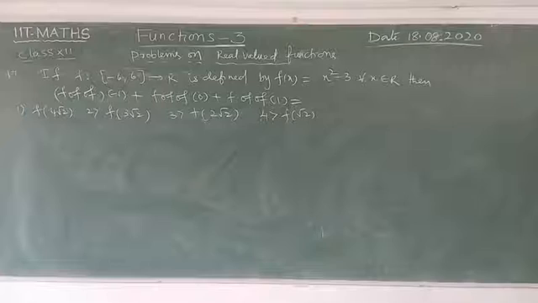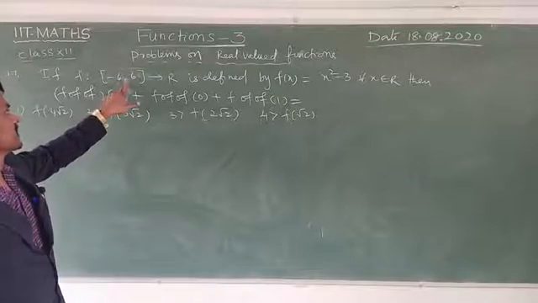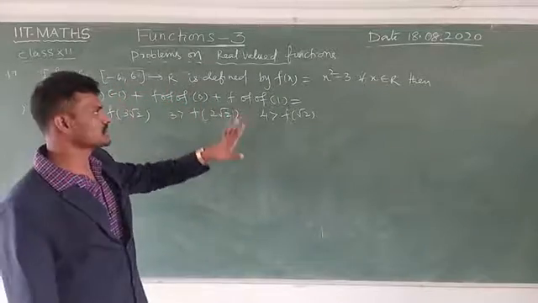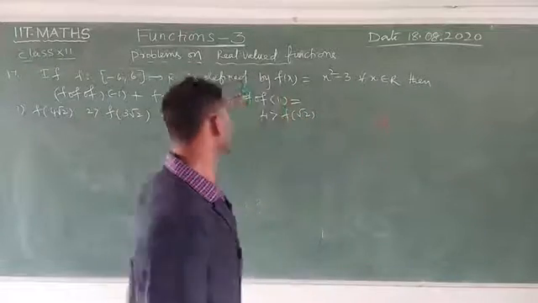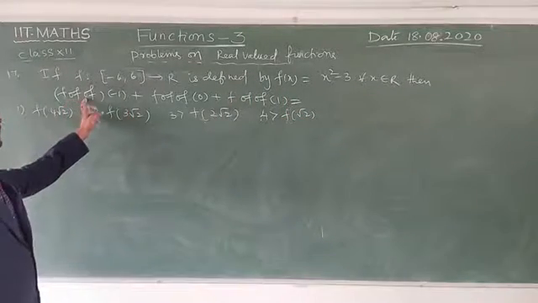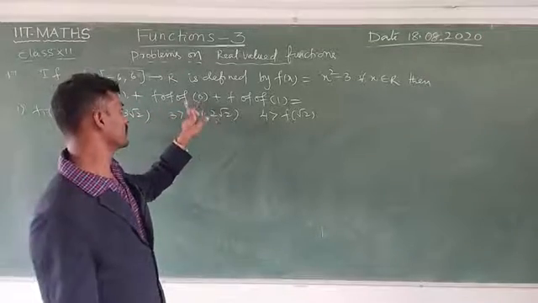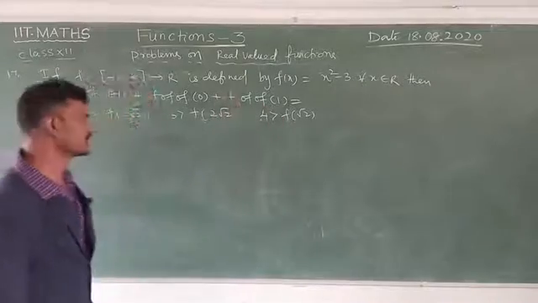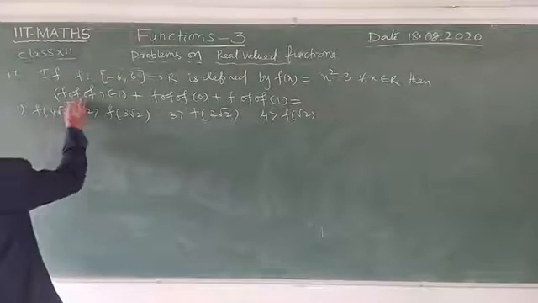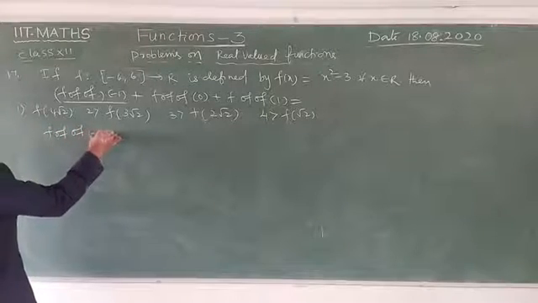Okay, next up 17th problem. If f is a mapping from the closed interval minus 6 comma plus 6 to R defined by f of x is equal to x square minus 3 for all x belongs to R, then f circle f of minus 1 plus f circle f of 0 plus f circle f of 1. Then first we can find f circle f of minus 1 value.